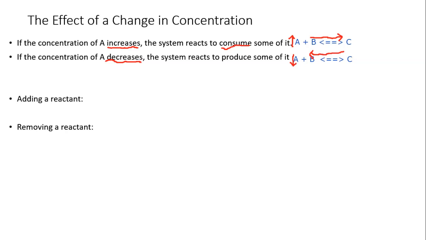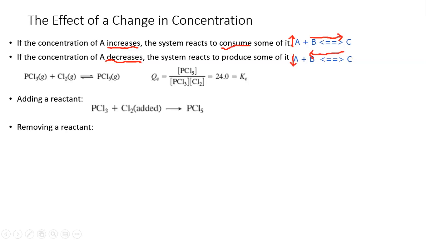And so when we're adding a reactant, say for example we have the synthesis of phosphorus pentachloride, when we add a reactant, say Cl2, the reaction will shift to the products. Or at equilibrium, the net reaction will shift to the products. So it shifts to products, or we say shifts to the right. So when you add a reactant, you're going to make more product.